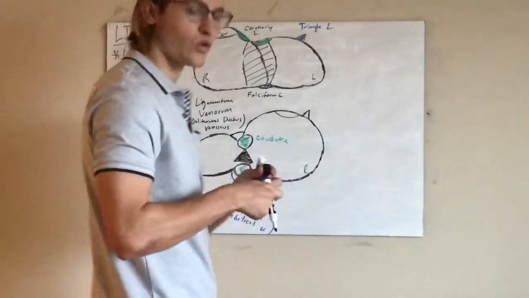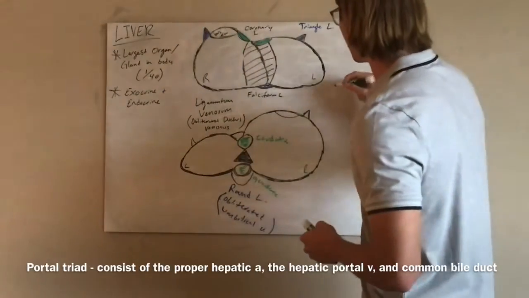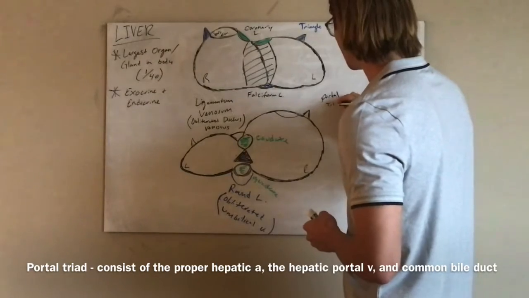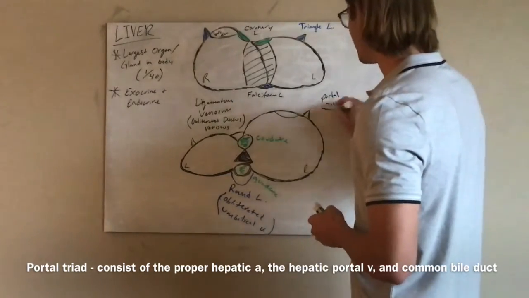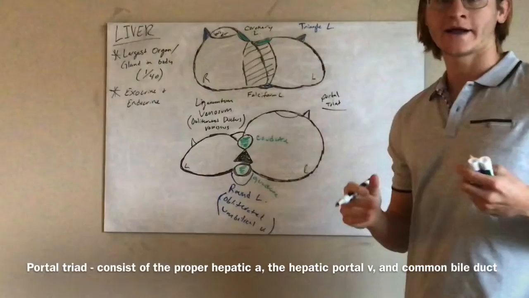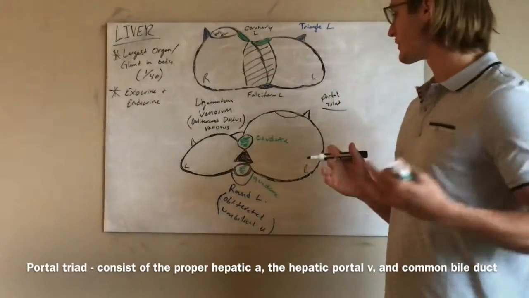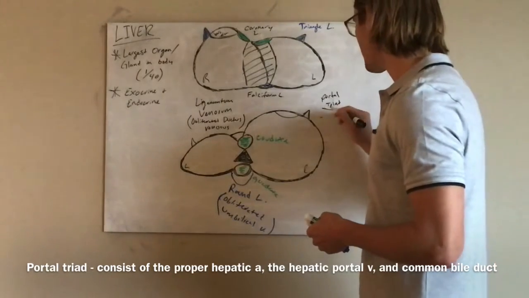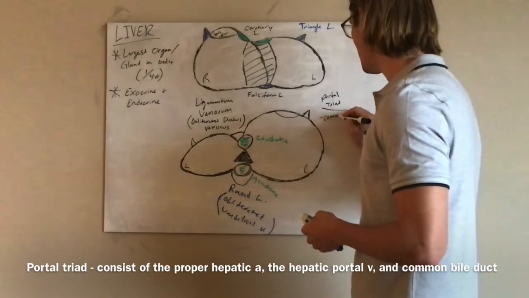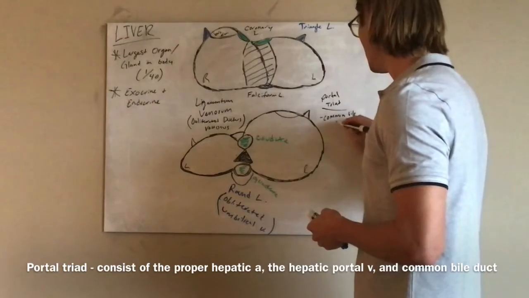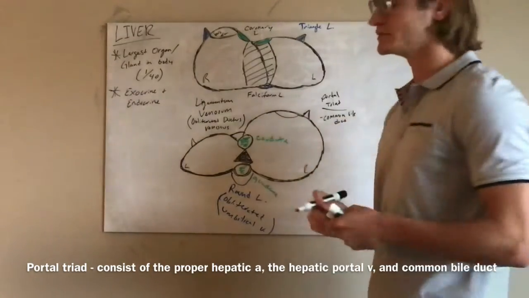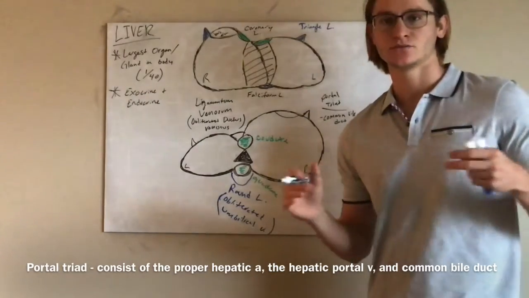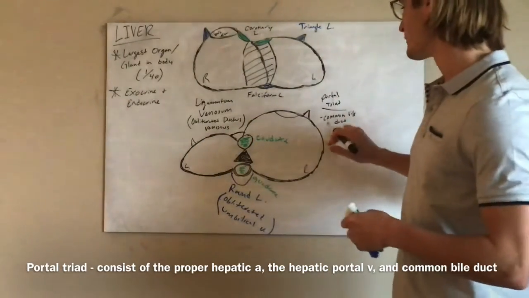This is going to be called our portal triad. And why is this important? Well, our portal triad is where there's going to be 3 things coming in and out of there. We're going to have the common bile duct, which is both our hepatic ducts and our cystic duct, which come together and form the common bile duct.